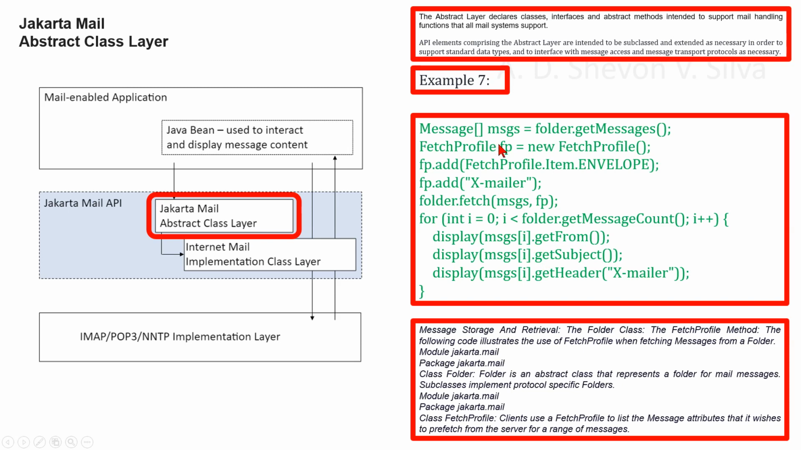Certain store implementations support batch fetching of data items for a range of messages. Clients can use such optimizations, for example, when filling a header list window for a range of messages. The FetchProfile method allows the client to list the items it will fetch in a batch for a certain message range. The following code illustrates the use of FetchProfile when fetching messages from a folder. The client fills its header list window with the subject, from, and X-Mailer headers for all messages in the folder.